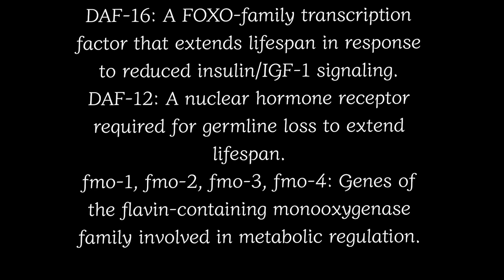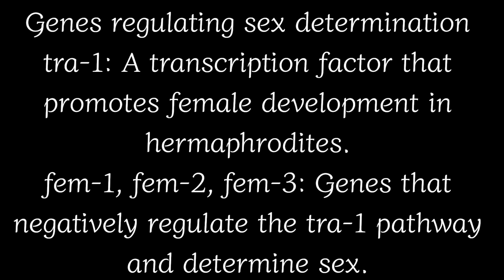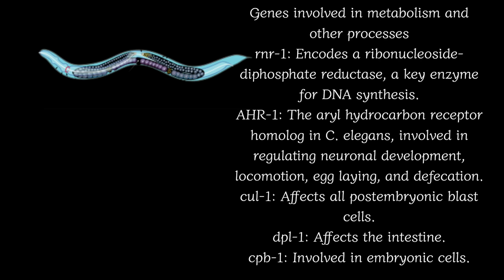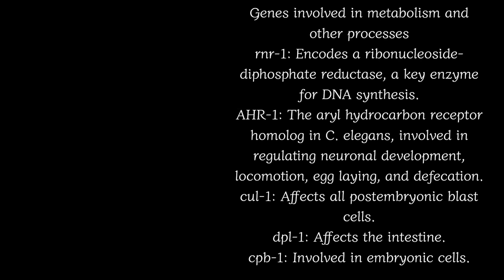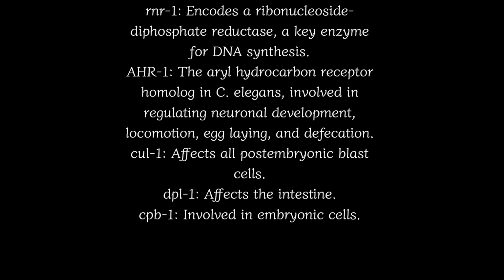Then genes regulating the sex determination are TRA1, TRA2, FEM1, 2, 3. TRA1 is a transcription factor that promotes female development in hermaphrodites, and FEM1, 2 and 3 genes negatively regulate the TRA1 pathway and determine the sex. So genes involved in metabolism and other processes: RNR1 encodes a ribonucleoside diphosphate reductase, a key enzyme for DNA synthesis.